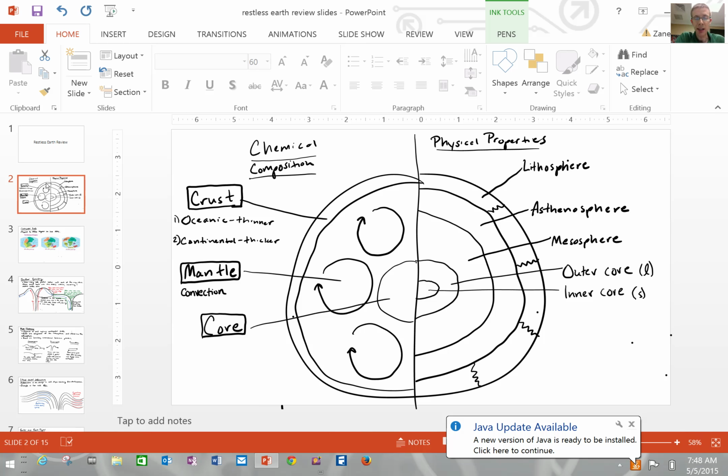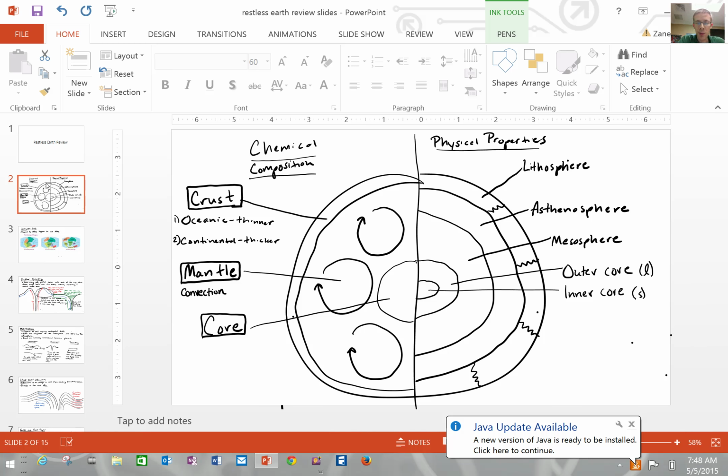Then finally we have the core of the Earth, which is the center, and it's got different characteristics that we're going to talk about when we get to the physical properties of these layers. But those three things are really the important key points for the chemical composition of the Earth. Remember, three layers and the different crusts, what happens in the mantle, and I think you're going to be okay.